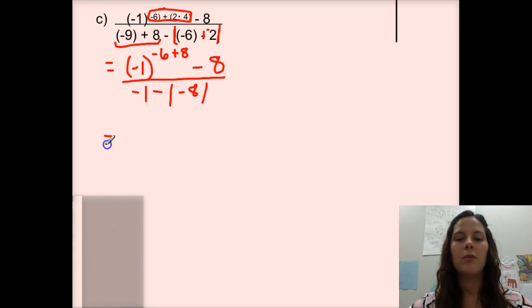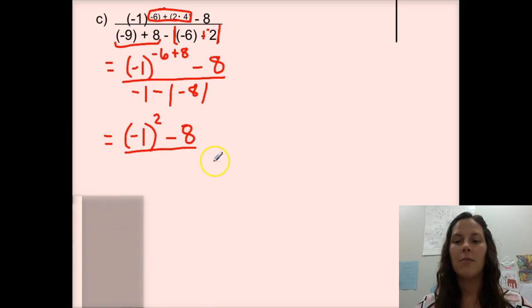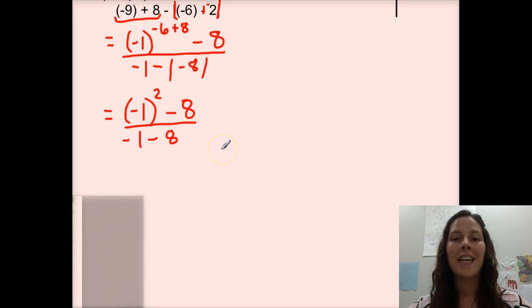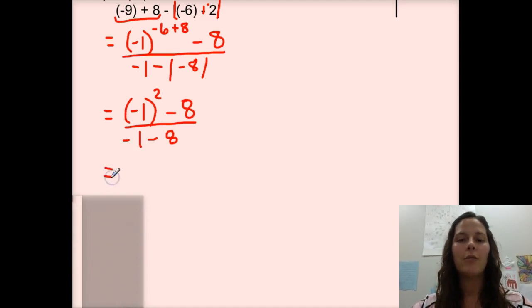Going back to my numerator, we still have some numbers in the exponent to simplify. So that negative 6 plus 8 gives us a power of 2. In the denominator, we'll take the absolute value of that negative 8. Remember, negative 8 is 8 units away from 0. The negative sign is simply a direction, but it does not impact the distance. In the numerator, when we take a negative 1 and square it, we multiply it by itself. Negative 1 times negative 1 is positive 1.